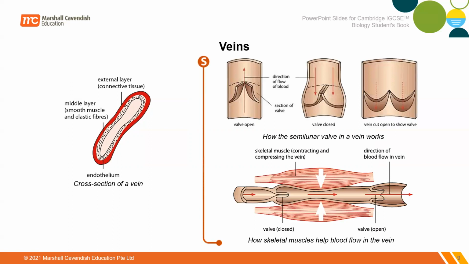For the veins, there is one extra addition in the structure. It has valves. Why do we have valves in the vein? To prevent backflow of blood, to make sure that blood is going in one direction. All of the layers are in, but the layers are really thin. In addition, the lumen is wide, the opposite of narrow.